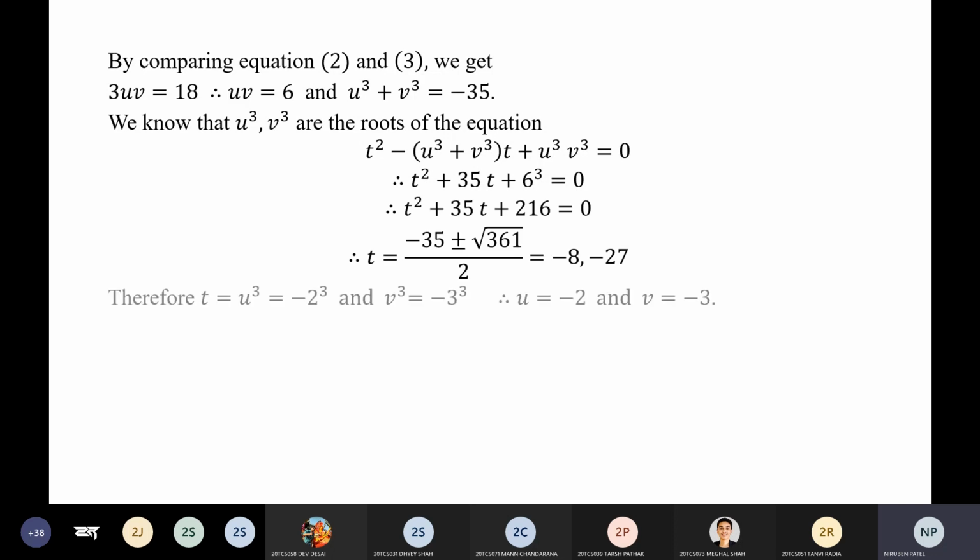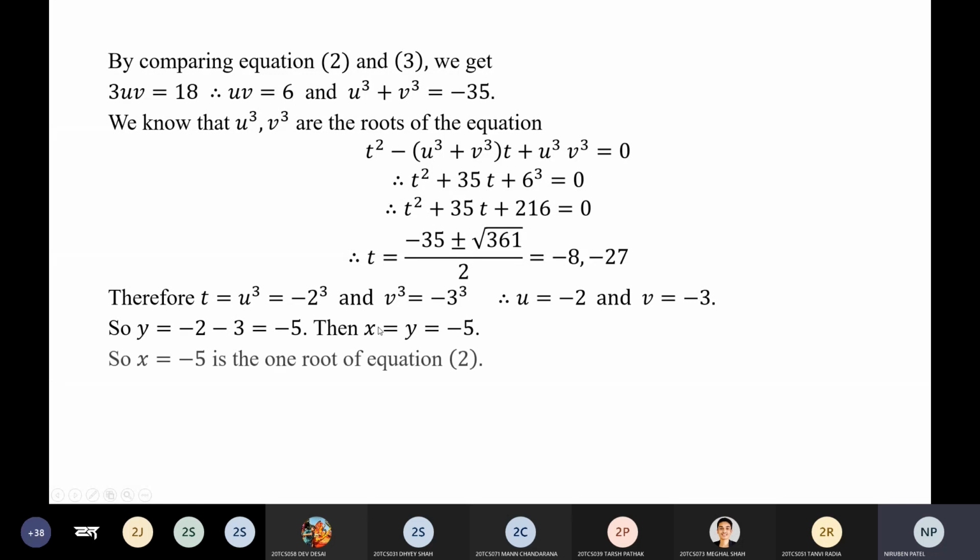Okay, so from this, one of the roots is minus 2 cube and another root is minus 3 cube. Is that okay, beta? Yes, ma'am. So u is equal to minus 2 and v is equal to minus 3. Now what to do next? y is equal to u plus v, that is minus 5, and x and y both are same. So we can have one of the roots, minus 5, of the given equation.